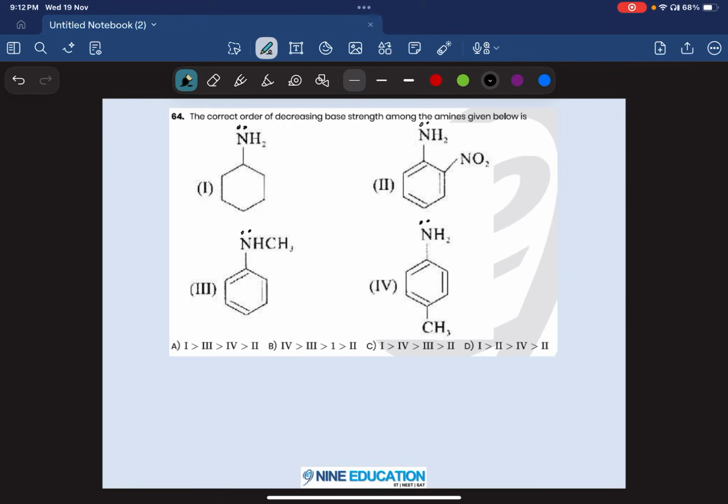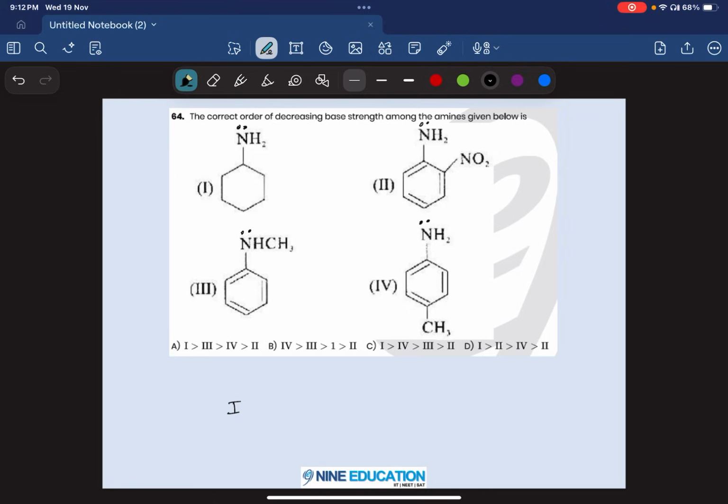So it can be involved in the resonance also. That's why in 2, 3, and 4, when compared to 1, the ability to donate the lone pair decreases. So obviously, out of all of them, the first compound will have higher basic nature.